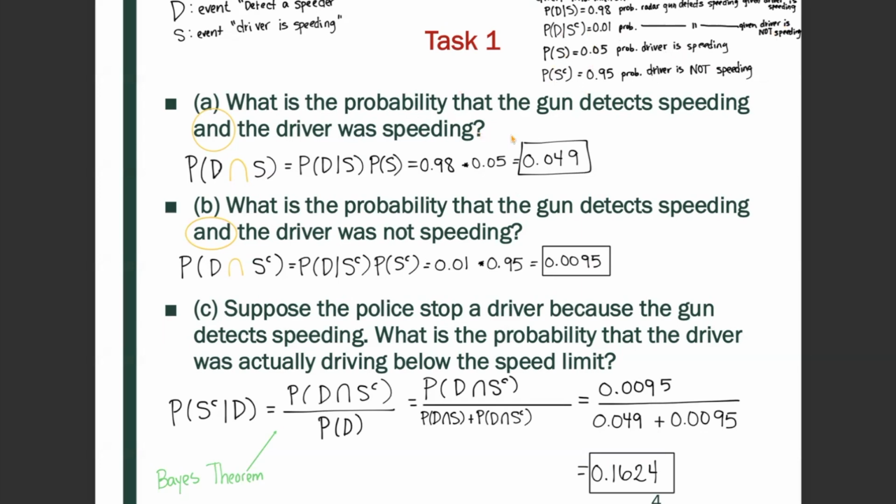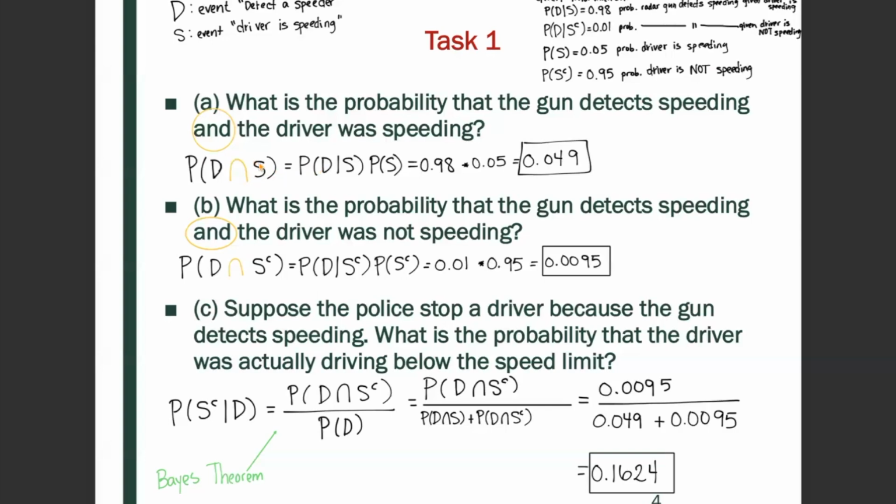So what is the probability that the gun detects speeding and the driver was speeding? Here, this "and" is a keyword that shows that we're going to do an intersection. If it was "or," then we would have a union, but right now it says "and," so that's intersection. So we want to know the probability of event D intersect S. In other words, the probability that the gun detects speeding and that the driver was speeding.